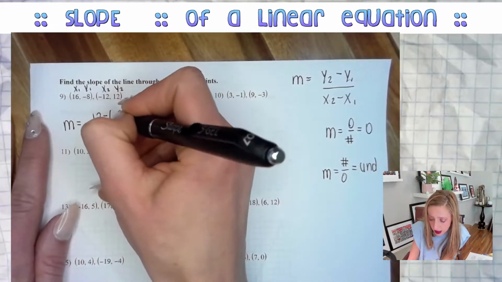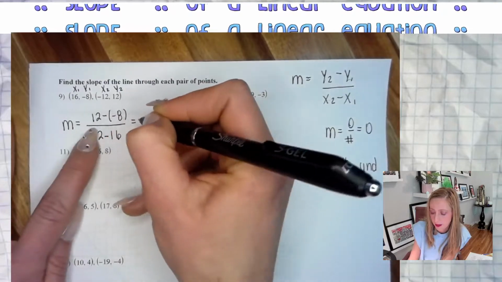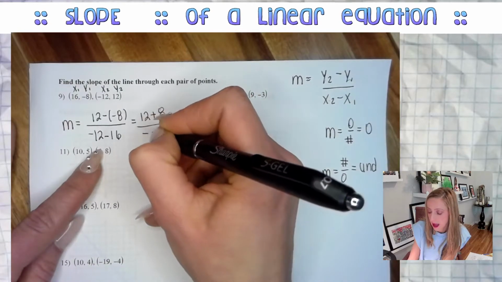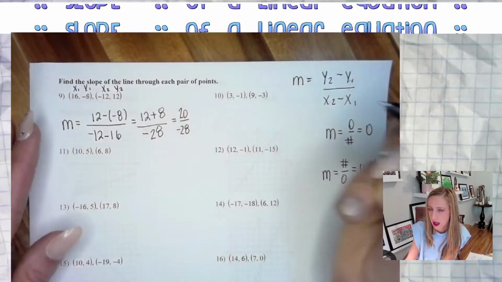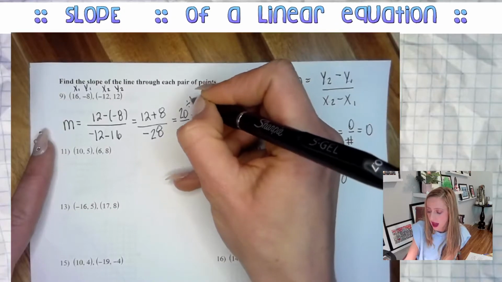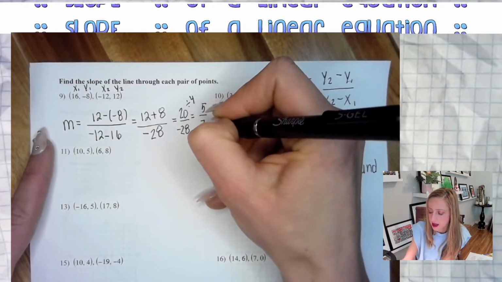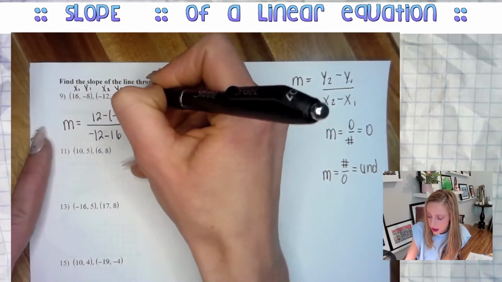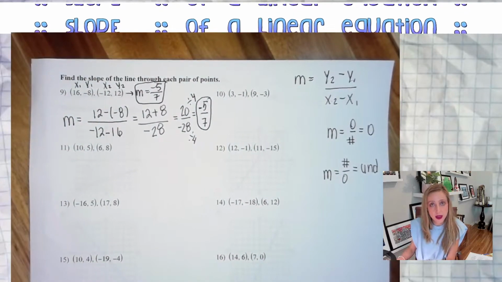12 minus negative 8 over negative 12 minus 16. 12 minus negative 8 is really 12 plus 8. Negative 12 minus 16, negative 28. 12 plus 8 is 20 over negative 28. Positive over a negative is negative, and they both reduce by 4. So we're going to divide both these numbers by 4, maybe in your head. On top, we'll get a 5. On bottom, I'll get a 7. I'm just going to move that negative right there. So negative 5 over 7. So number 9, m equals negative 5 over 7. And there's your answer, okay? That's the end of number 9.